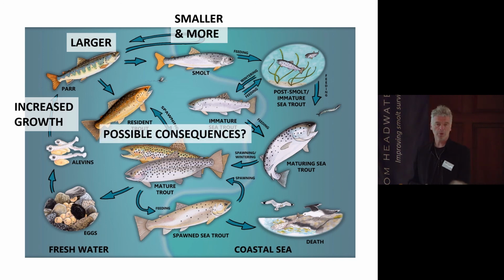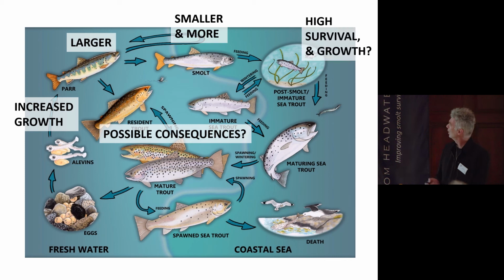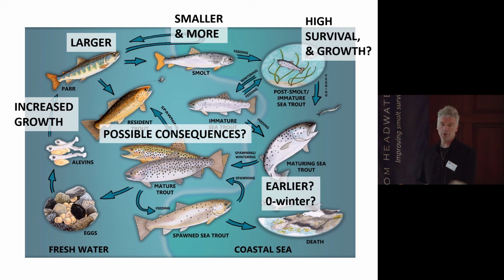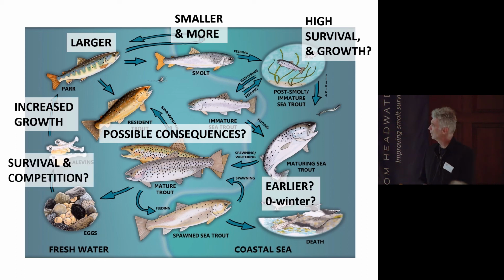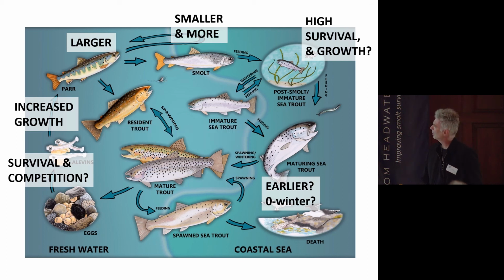We don't really know what the possible consequences of this are in the long run. So this is something that we need to both monitor and model. There might be high survival and growth of this fish. It could be that they return earlier as a zero-winter fish. It could also change the survival and competition. So there are all different scenarios where we really don't know what will happen. So it is crucial that we try to follow this.